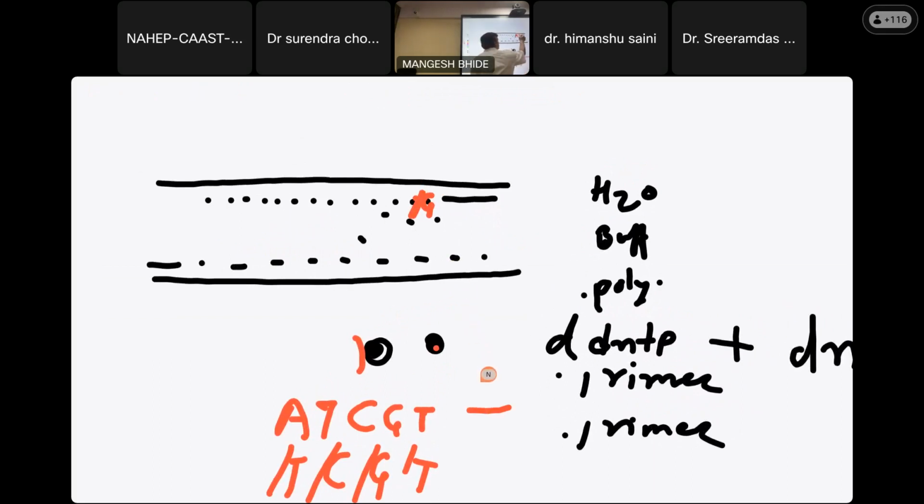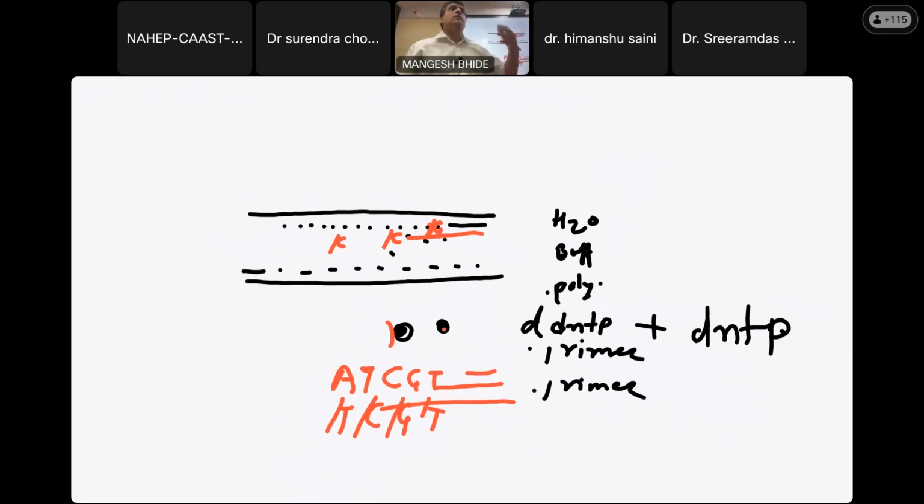In the second round, if ddNTP sits here, this fragment will fall apart. In the second round, if ddNTP sits here and that is C, this fragment will fall apart. So there is a generation of different fragments based on where your ddNTP will sit.